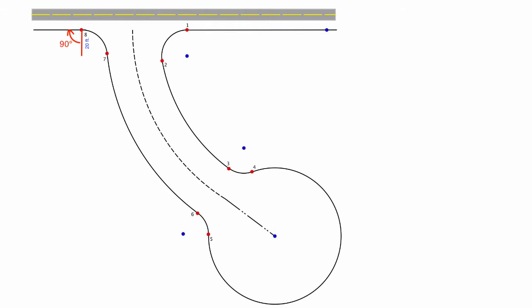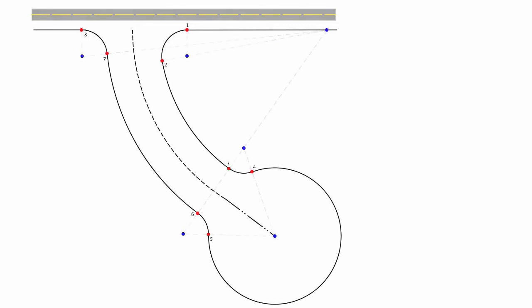The radius of the transition curve. Curve 6 to 7 and curve 7 to 8 form a reverse curve. The center of curve 7 to 8, by definition, must be on an extension of the radius of curve 6 to 7, passing through point 7 and 20 feet from point 7.